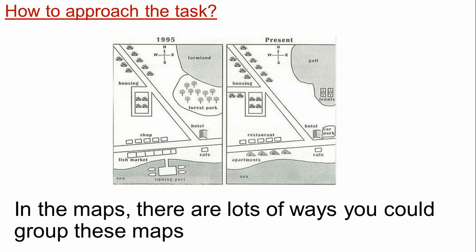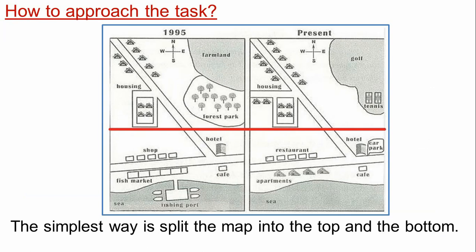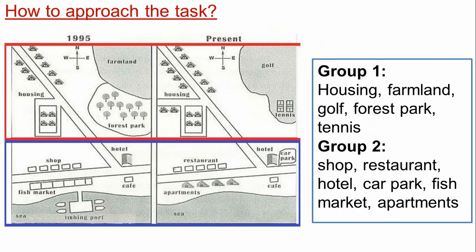In the maps, there are lots of ways you could group these maps. The simplest way is to split the map into the top and the bottom. In that case, Group 1, housing, farmland, golf, forest park, tennis. Group 2, shop, restaurant, hotel, car park, fish market, apartments.